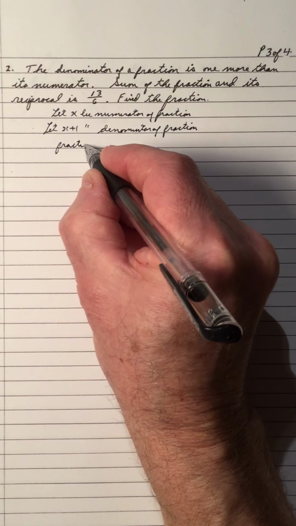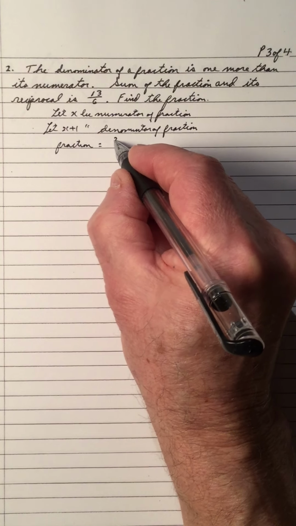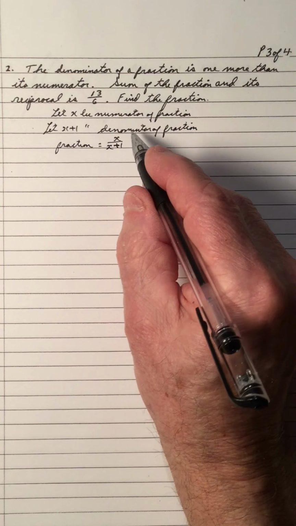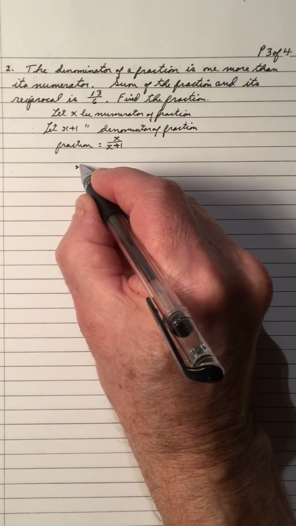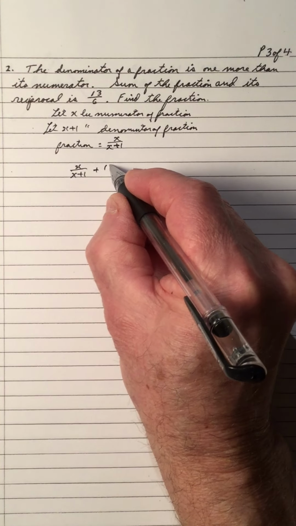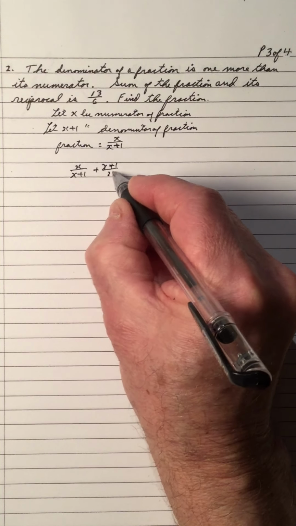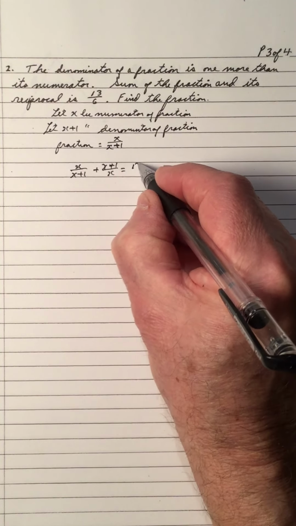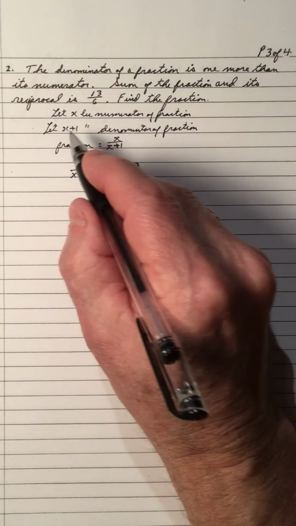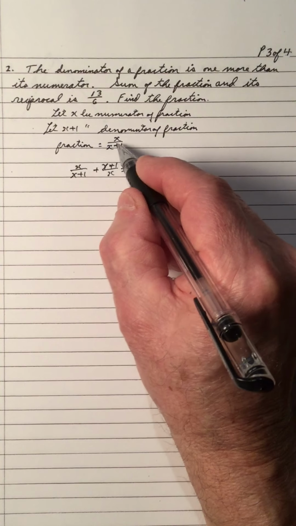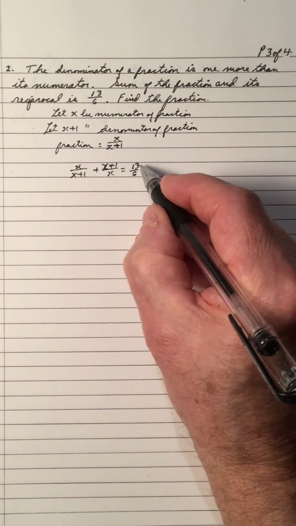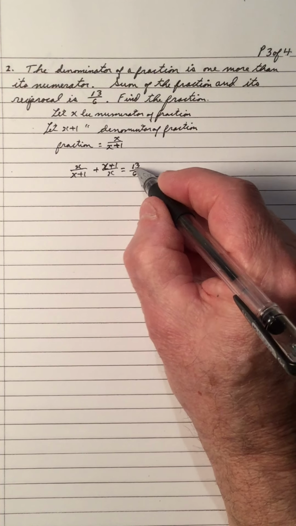So the fraction is really the numerator, which is x, over the denominator. So the fraction is x over x plus 1. So the sum of the fraction, which is x over x plus 1, and its reciprocal, x plus 1 over x, is 13 over 6. So I let x be the numerator, x plus 1 be the denominator. That gave me the fraction as x over x plus 1. And its reciprocal is added together with the fraction, gives you 13 over 6.